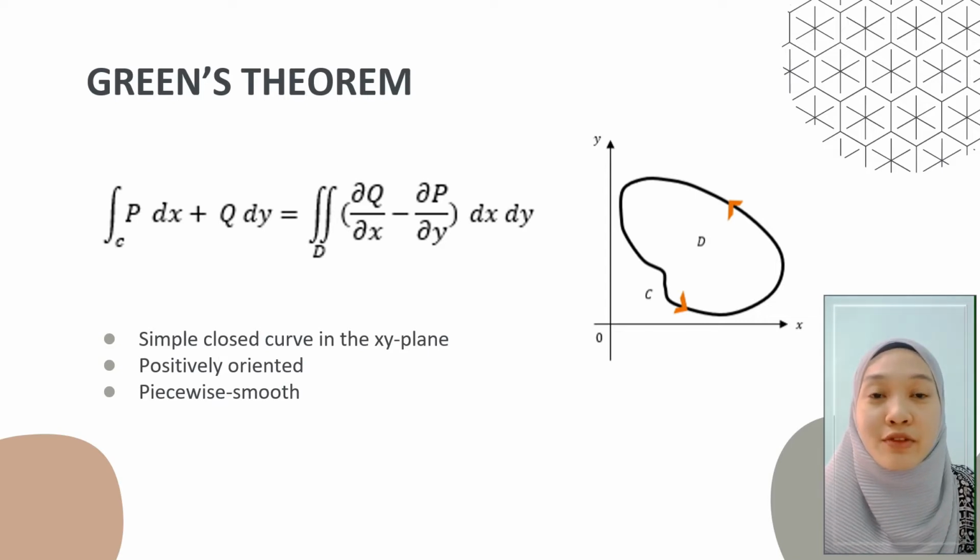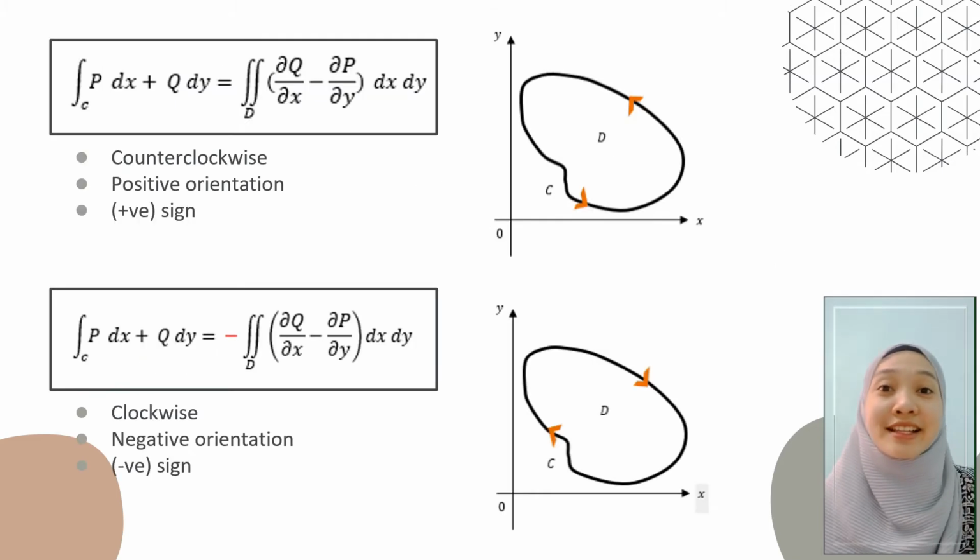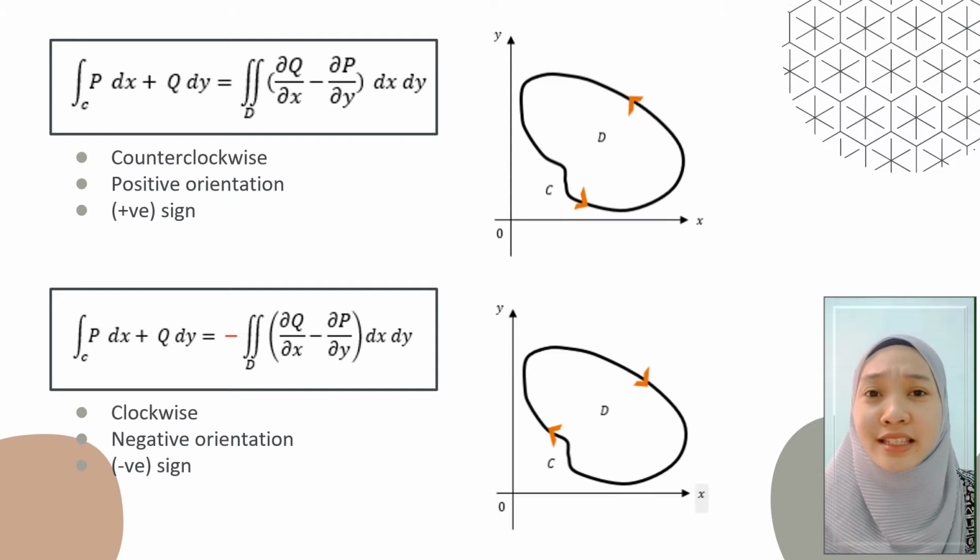The conditions for Green's theorem to be applied are that C must be a simple closed curve in the xy plane, positively oriented, where it moves in a counterclockwise direction, and piecewise smooth. Other than these conditions, except for the direction of the curve, it is not applicable to apply this theorem. Green's theorem is a convenient way to calculate closed curves since line integrals are more complex to calculate than ordinary integrals. As seen in the figure, it can also be applicable for negative orientation.